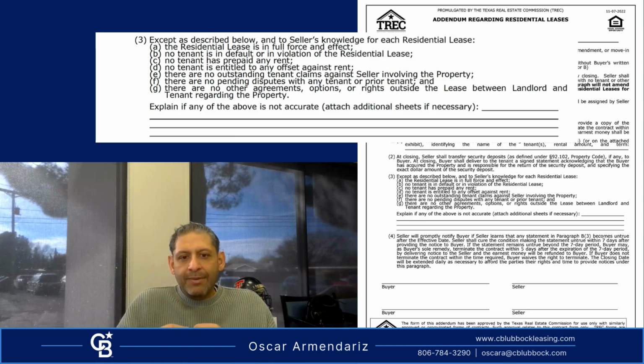If the tenant is entitled to any kind of offset against rent, this usually will happen if a landlord has given some type of a move-in credit or a move-in special, or just any type of credit in general, where they've agreed to in writing, or maybe even verbally, that, hey, on month 3 I'm going to give you a $200 rent credit.